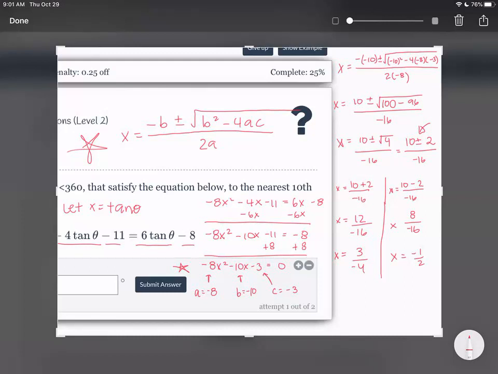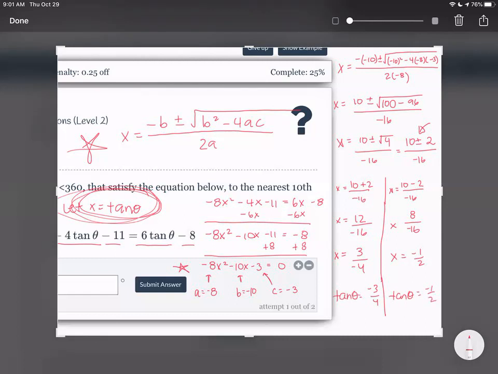So now we're going to have to go use the calculator. I'm going to take a picture of my screen so I don't forget that our x is 3 over negative 4 and negative 1/2. Oh wait, before we type in the calculator, what is x even? x is tangent. So that's what we're going to have to replace the x with. So we have tangent is equal to negative 3 over 4, same thing as 3 over negative 4. And then we also have tangent is equal to negative 1/2. Okay, so that's what we're going to be solving on our calculator: tangent is negative 3/4 and tangent is negative 1/2.